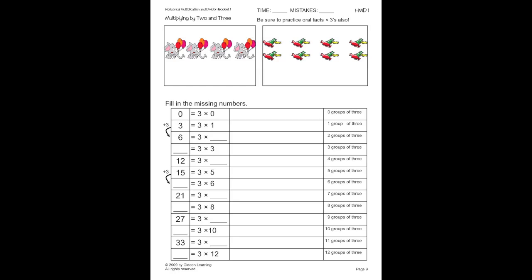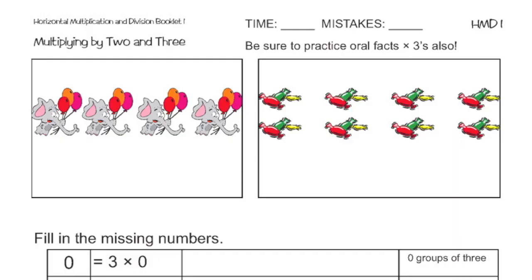Moving on to page number 9, we're actually going to get into multiplying by 3 this time. So let's go see how this works. If I look up at the first example problem, I see elephants, and they have basically 3 balloons per elephant. So how many elephants do I have? I have 1, 2, 3, 4. So that's going to be 4 groups of 3. I could also say that's 3 plus 3 plus 3 plus 3 is equal to 12.